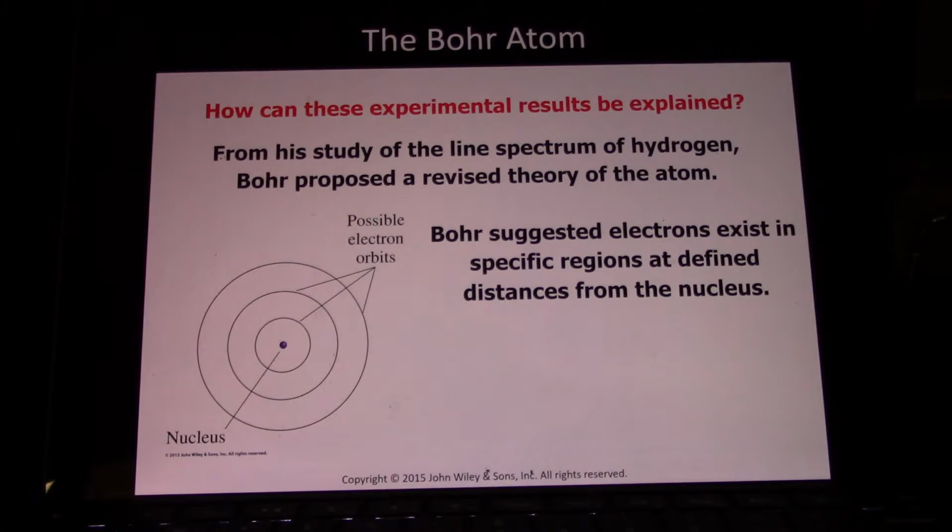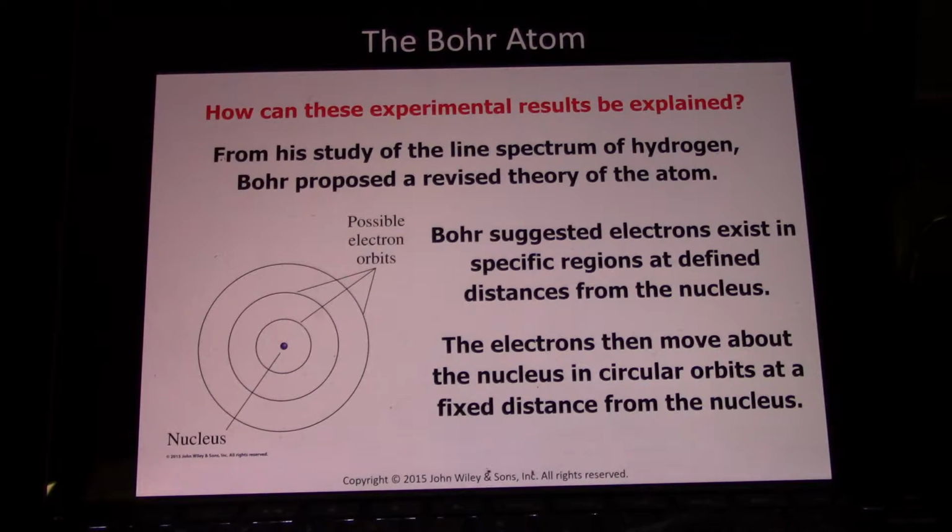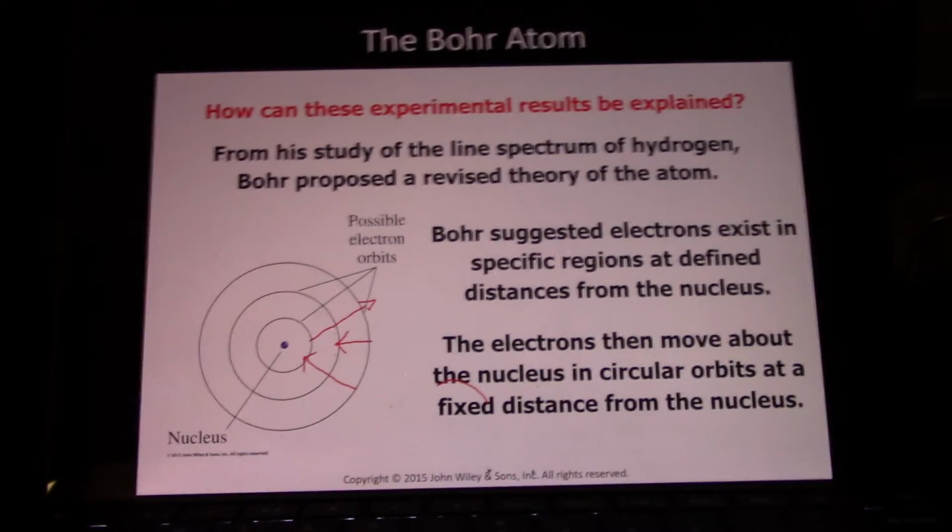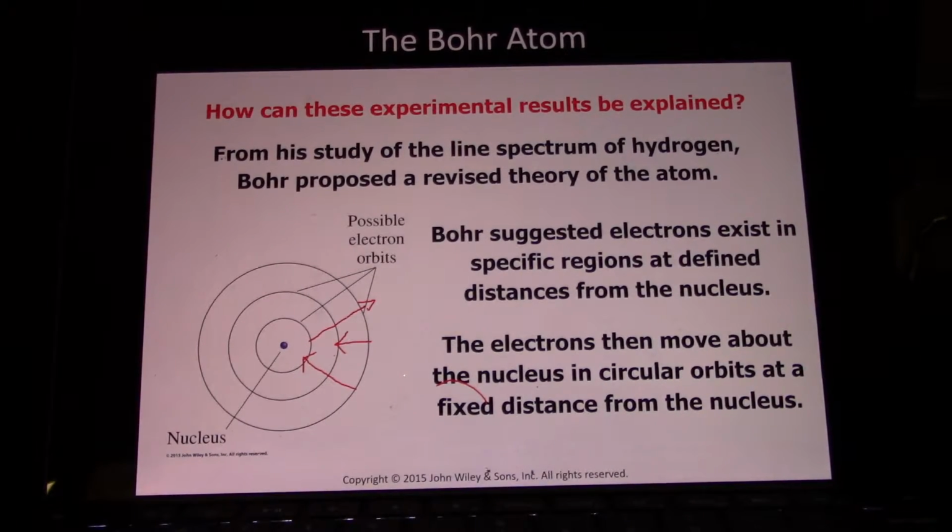Here we see a model that Bohr came up with, and when electrons gained energy, they'd move away from the nucleus. When they released energy, depending on what orbit they started with and what orbit they ended in, that would determine the frequency or wavelength of light that was emitted, and that would make up the line spectrum.